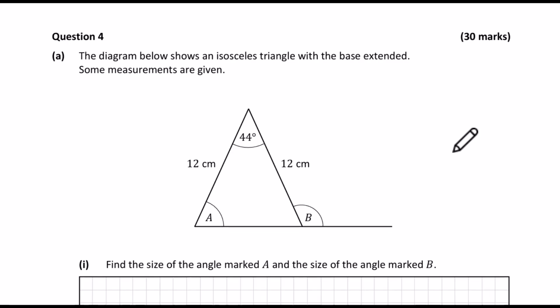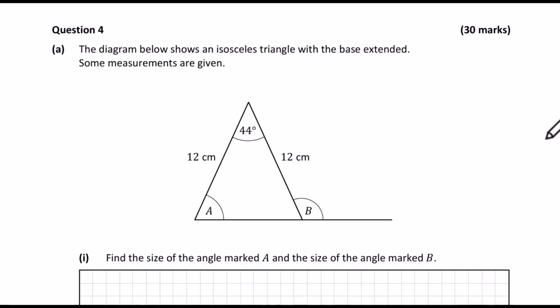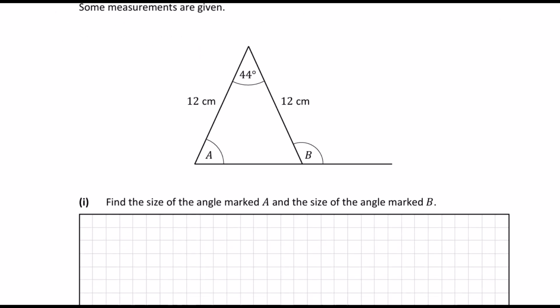Okay, next question, question 4. The diagram below shows an isosceles triangle with the base extended. Some measurements are given. Find the size of the angle marked A and the size of the angle marked B. Okay, so we can see here that this is an isosceles triangle. We've got 12 centimeters and 12 centimeters. That means this angle here and this angle here are the same. So this is actually A as well.